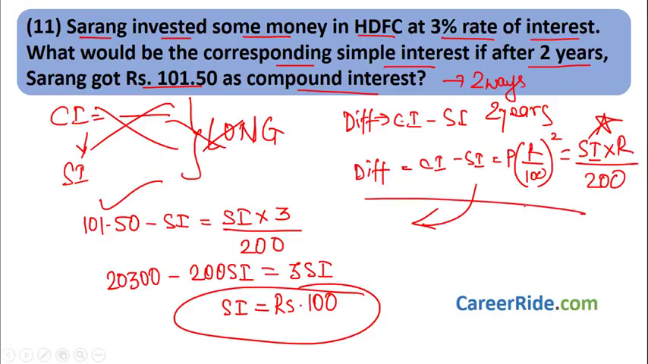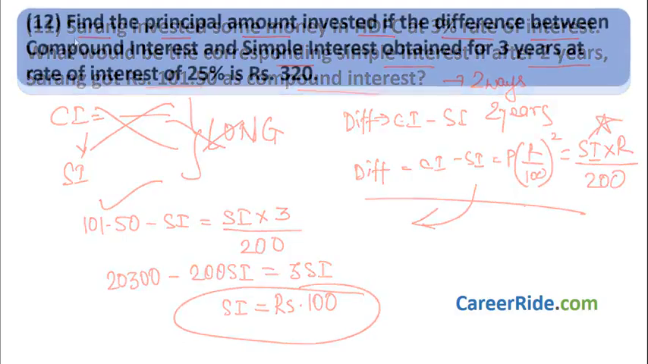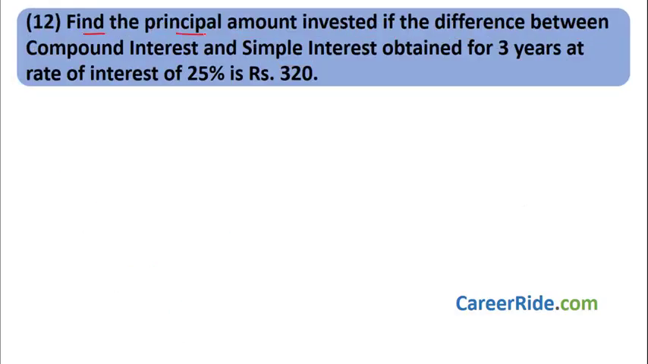So always remember there are 4 types of sums, and there is also a population category of sums. Moving on to question number 12. Find the principal amount invested if the difference between compound interest and simple interest obtained for 3 years at a rate of interest of 25% is rupees 320. Again, this is the 4th type of sum which we saw.